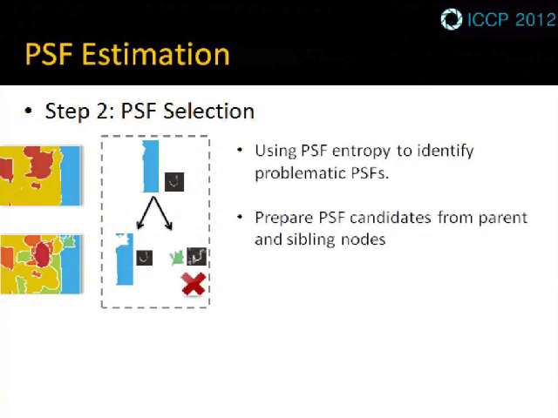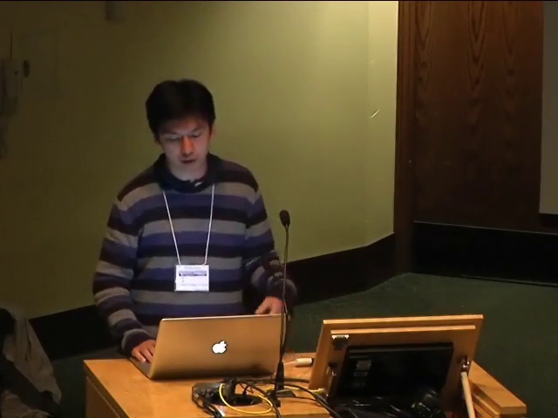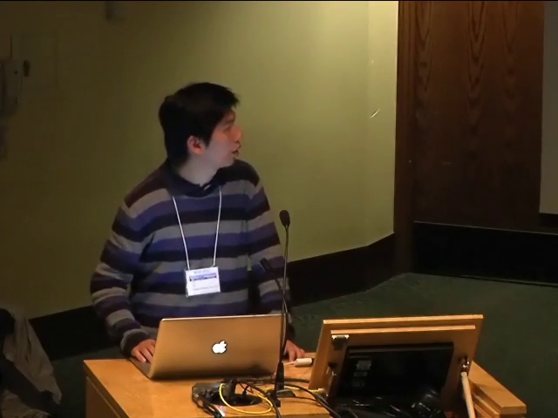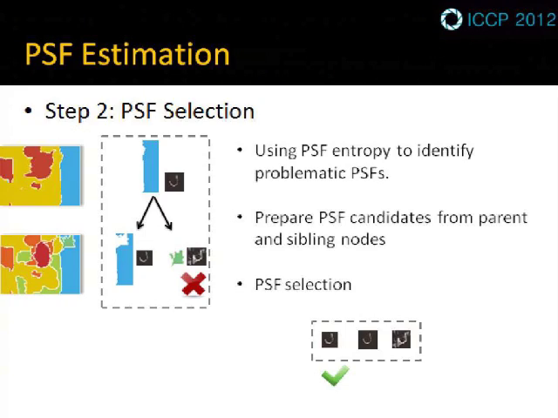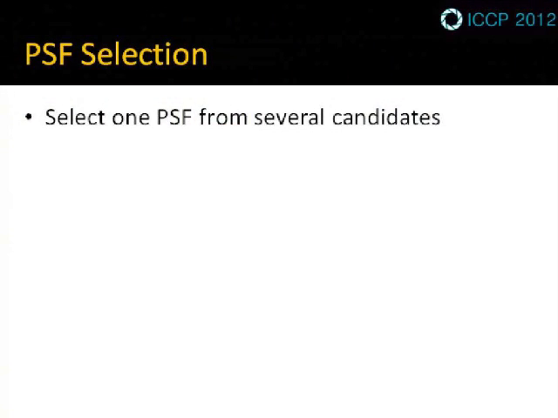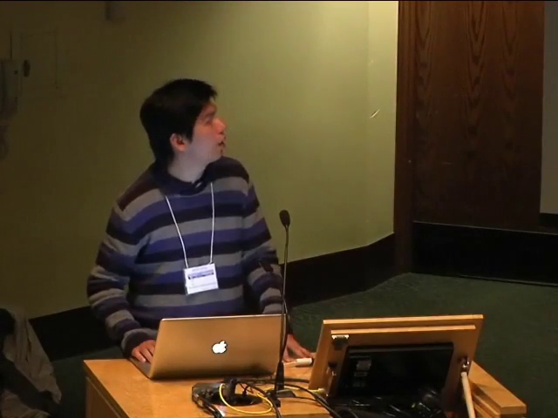Rather than simply dropping the kernels, we use them to construct a PSF candidate set, along with the kernels from the parent and sibling nodes. In this example, we have a kernel set containing 3 kernels. So the problem becomes selecting one PSF from the PSF candidate set. Naturally, we can use the reconstruction error to select the correct kernel by measuring the residual errors between the reconstructed images and the blurred ones.